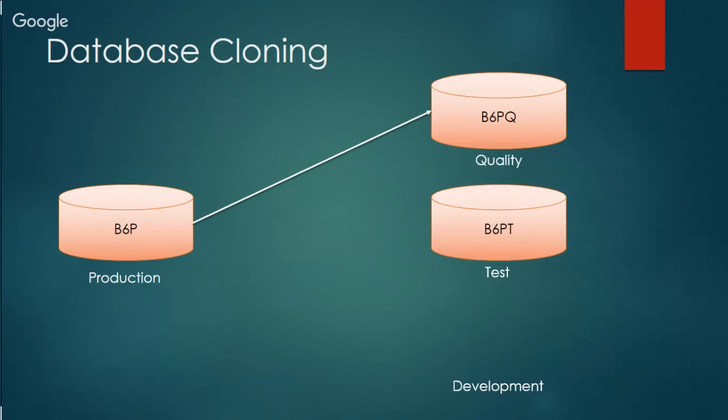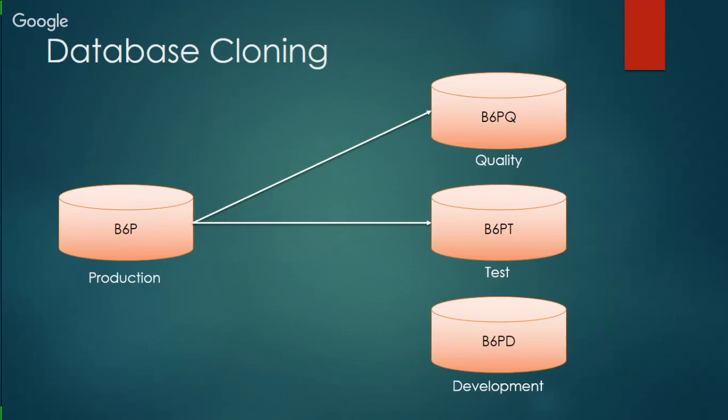Great. Next, we have the test team. The testing team wants to perform some upgrades and patching. They want to do some uploads, or try to play with the data in the production. So we created a clone database, B6PT, for the testing team. And now the testing team is also happy. We gave them the B6PT database. And then the development team, which deals with the development of the application and tries to improve it, we created B6PD as a clone database from the production server.